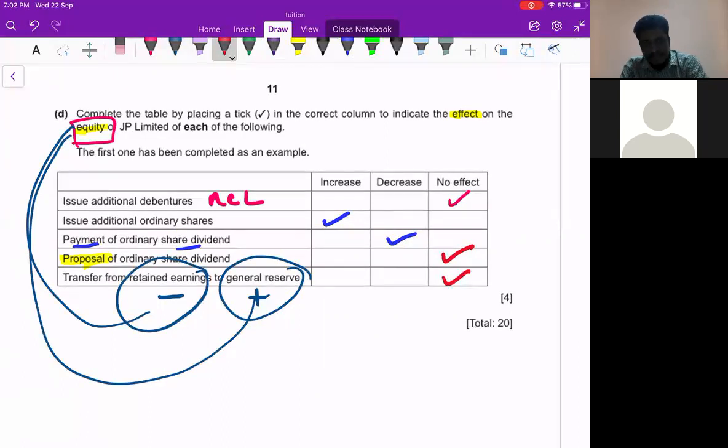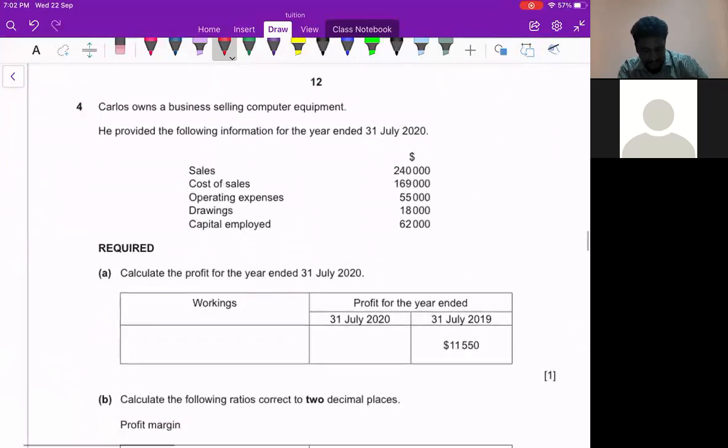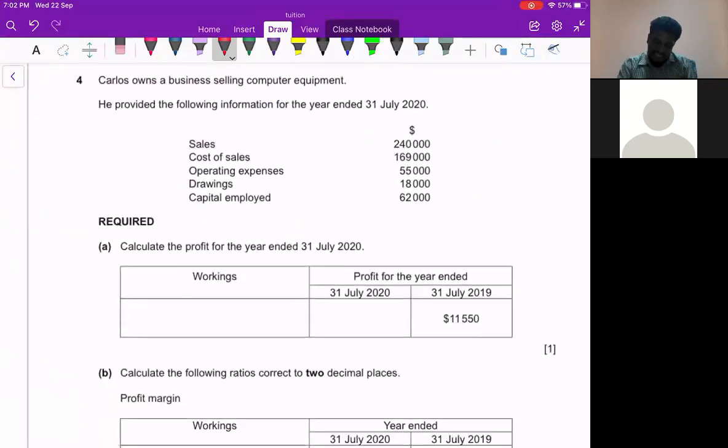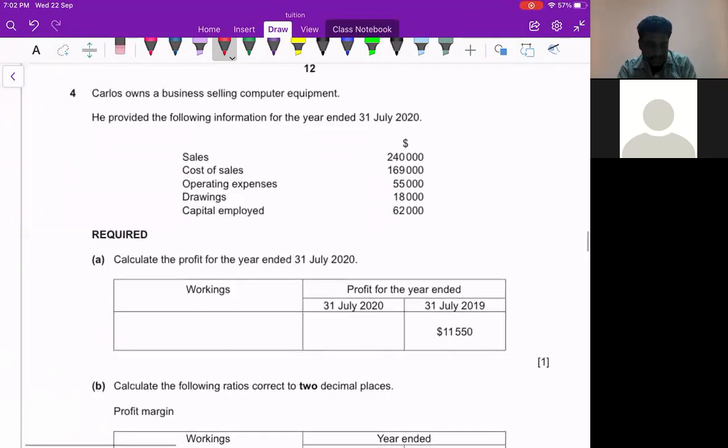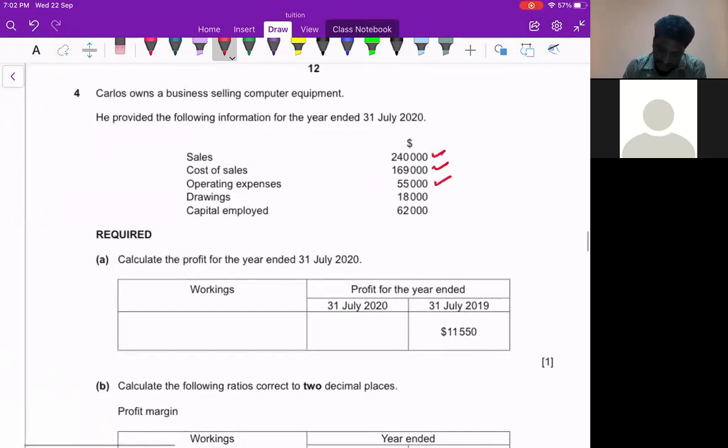Listen up. Okay, we are done with question number 3. Now we go for question number 4. Question number 4 is a ratio calculation. Carlos owns a business selling computer equipment. He provides the following information. They give you sales, cost of sales, operating expenses, drawing, and capital employed.